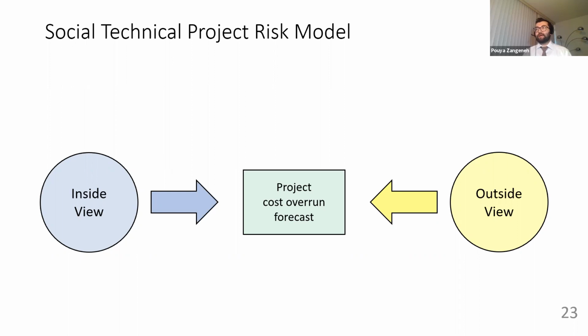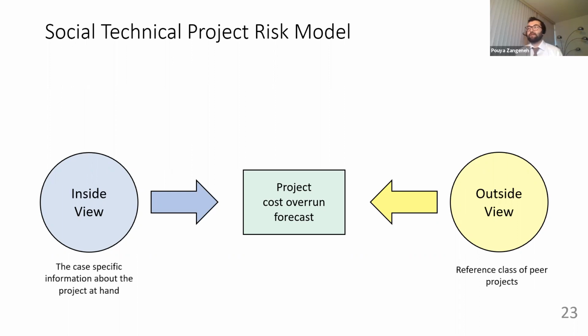But one idea is that we would have some understanding of the case-specific information about the project. And then we can try to build a data set of peers out of the project. And then if we can find a way to combine the two, we can basically arrive at the base rate from the data set, but then adjust it either to the left or right of the mean or mode of that data set based on the specific characteristics of the project that we are dealing with.